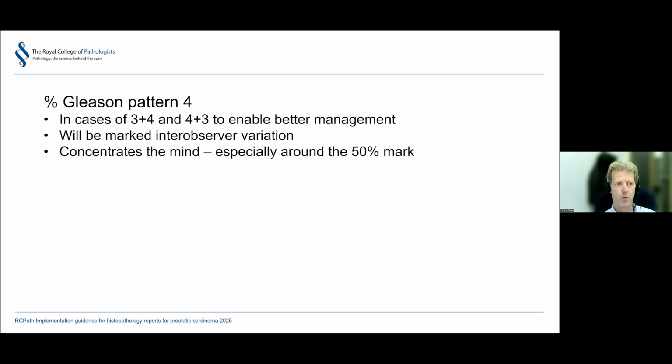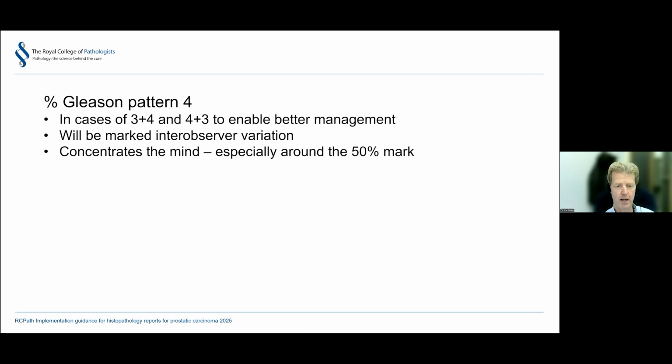So Gleason pattern 4, the percentage of Gleason pattern 4, again, this enables people to manage 3+4s with low percentage of pattern 4; these could go into active surveillance. And I think it also helps concentrate the mind a little bit. If you have a 3+4 and a very, very small amount of pattern 4, then you need to be able to mark it and say that is the pattern 4.